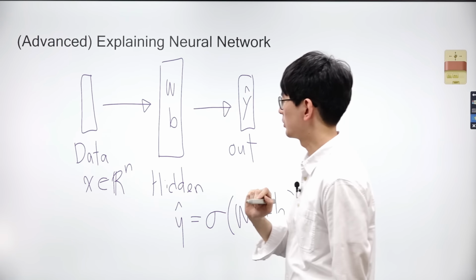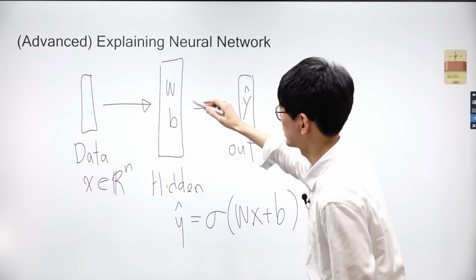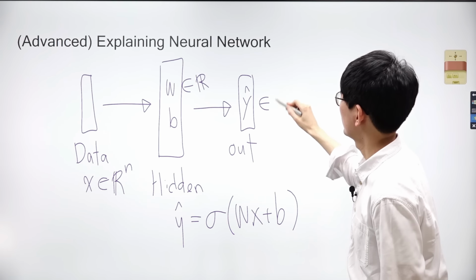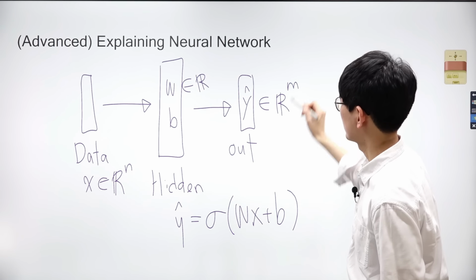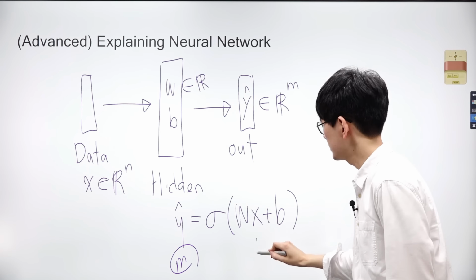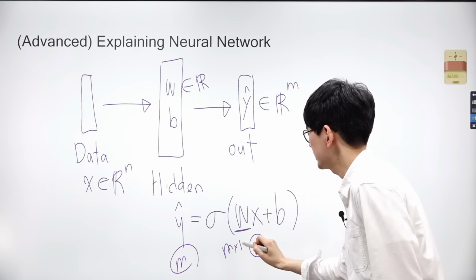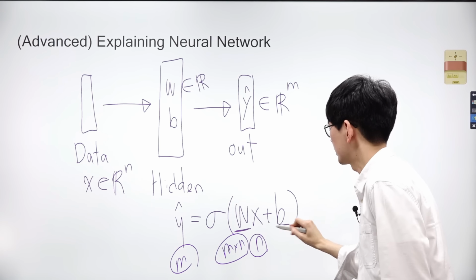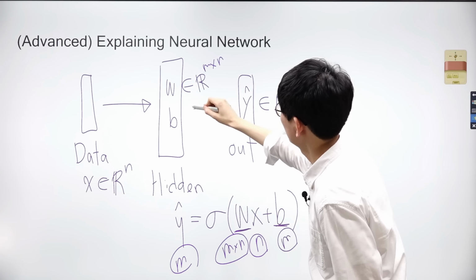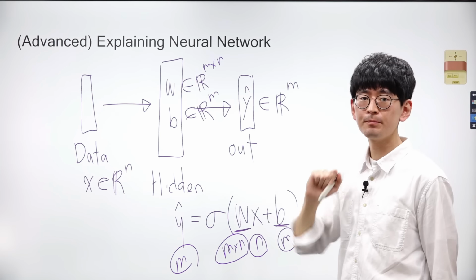Let's say the data x is a vector in Rn. The weights and bias in the hidden layer also have their own dimensions. Consider that the weights take the form of a matrix. Suppose the output y hat is a vector in Rm. Since the dimensions of y hat and x are m and n respectively, the weights w must be an m by n matrix, and the bias must be a vector in Rm. To clarify, w is an m by n matrix, and b is a vector in Rm.